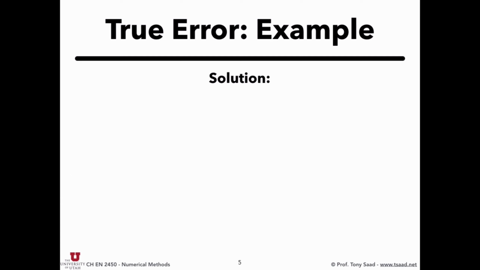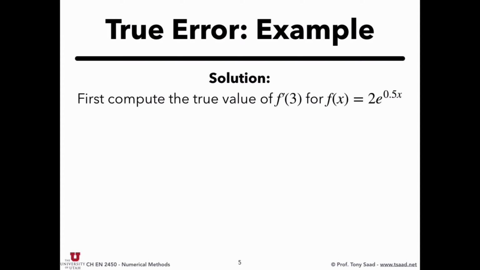Okay, solution. Well, obviously we need the true value, right? So the first thing we need to compute is the true value of f prime of 3 for f of x equal to 2e to the 0.5x. If you cannot evaluate that, we can do it on the board if you want. But essentially, the derivative of a e to the alpha x is equal to alpha a e to the alpha x, okay? So in other words, this would be 2 times 0.5 e to the 0.5x, and 2 times 0.5 is 1, right? So f prime of x is e to the 0.5x.